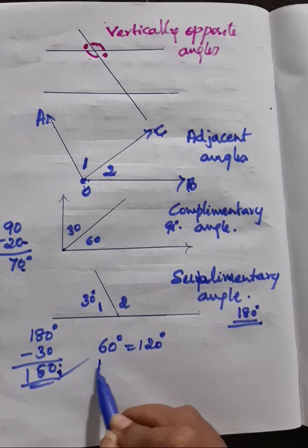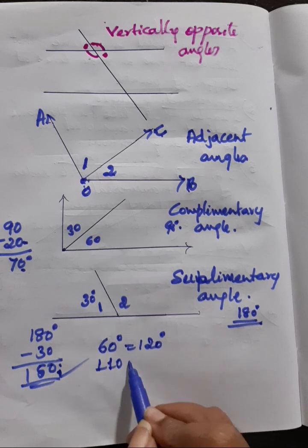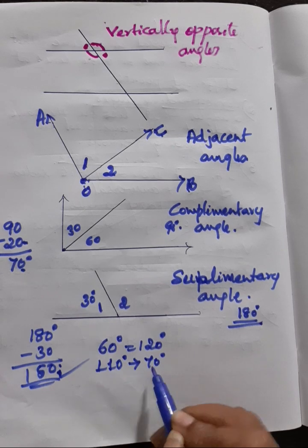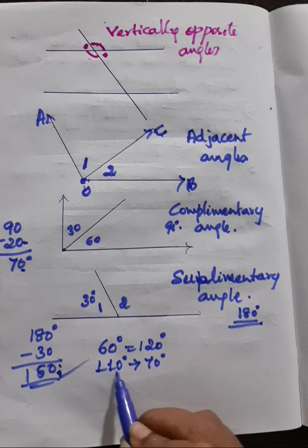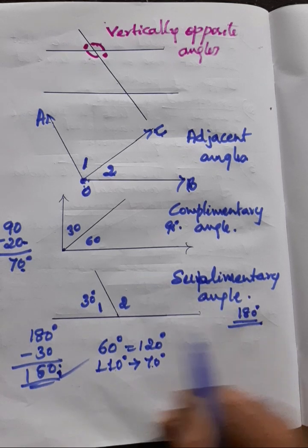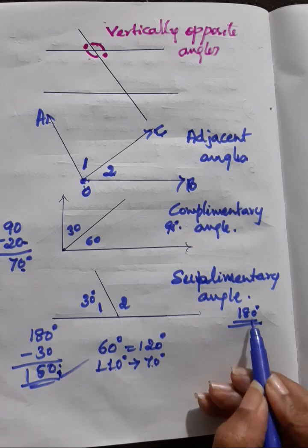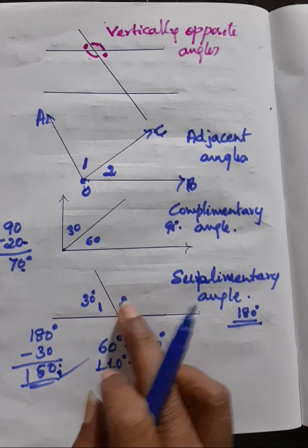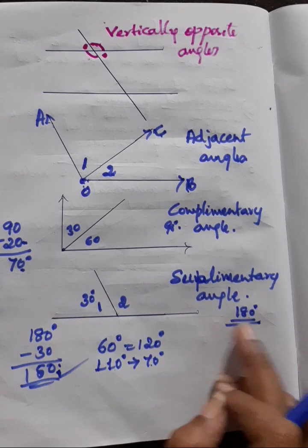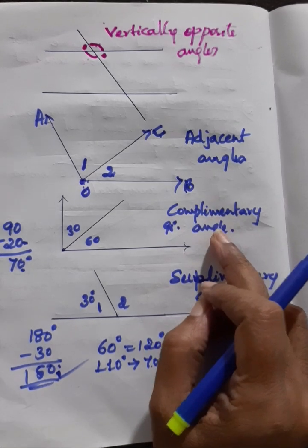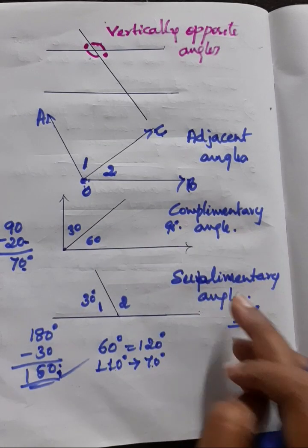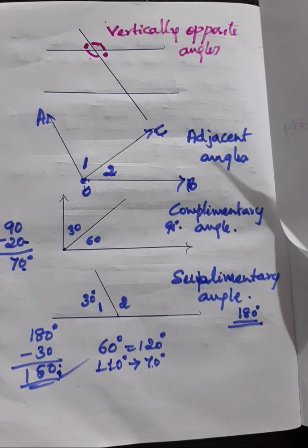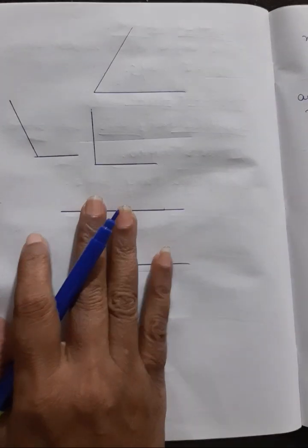Understood? If they ask supplementary angle of 110 degree, then you will get how much? 70 degree. Supplementary angle of 110 degree is 70 degree. See, while adding 110 and 70, you will get 180 degree. Adding 60 and 120 degree, 180 degree. Therefore, supplementary angle means if you add two angles, sum should be 180 degree, must come 180 degree. Complementary angle means the sum of two angles is 90 degree. Supplementary angle is the sum of two angles is 180 degree. Understood?